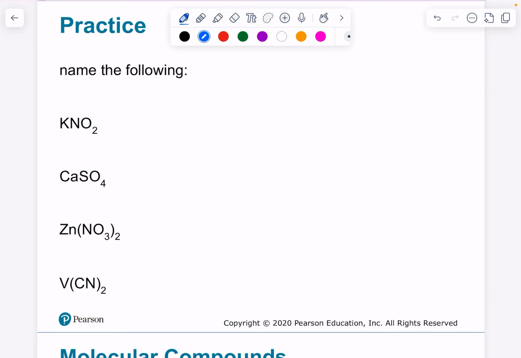Okay, name the following. So we're going to start with this first one here. K is potassium. It is a type 1 metal, so I don't have to put anything else. And then I'm going to put parentheses around this guy. And since you're not super familiar, you can go to the chart and figure out what the name of that one is. By the time the test comes, you'll know that that is nitrite. So the name is just potassium nitrite.